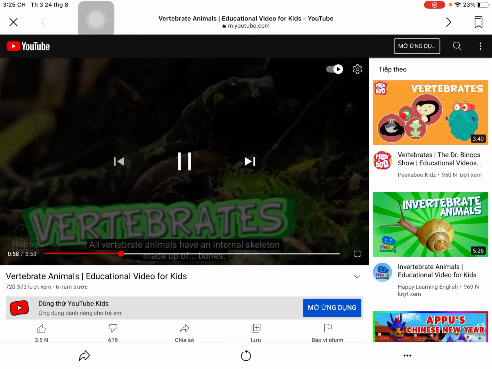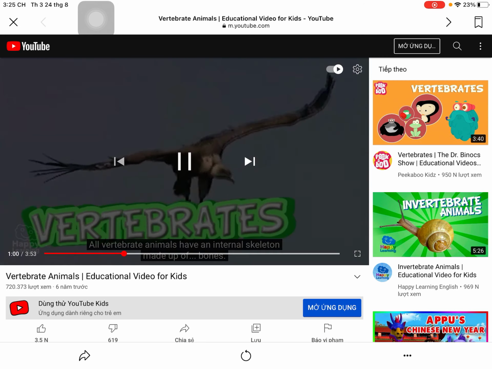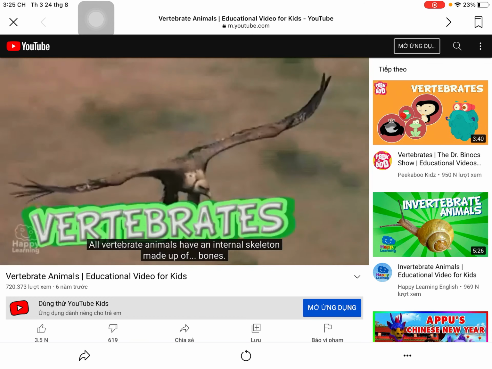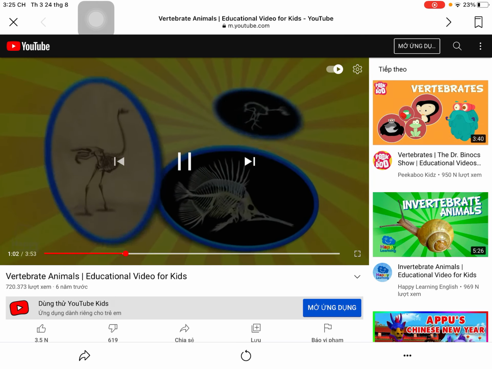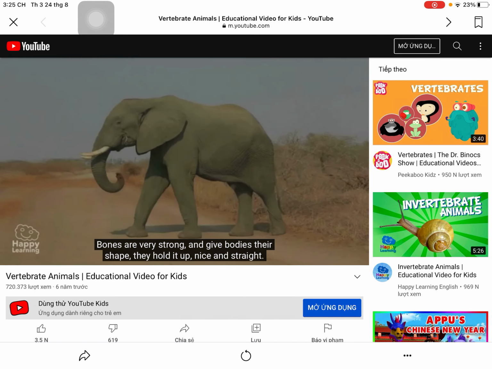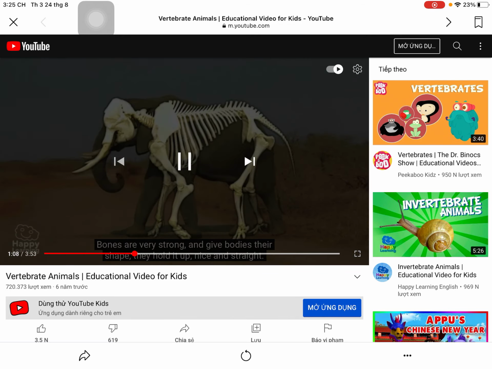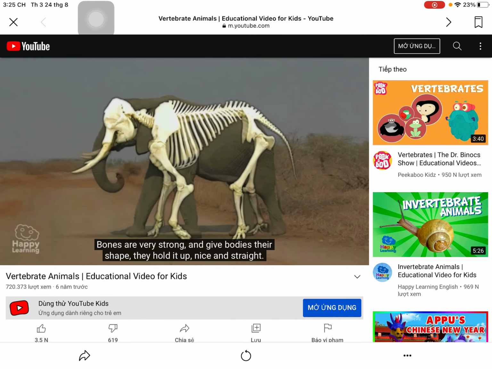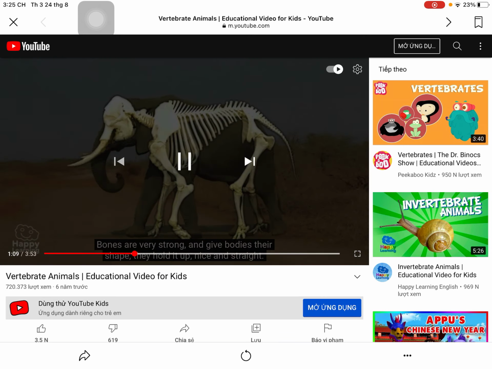All vertebrate animals have an internal skeleton made up of bones. Bones are very strong and give bodies their shape. They hold it up nice and straight.